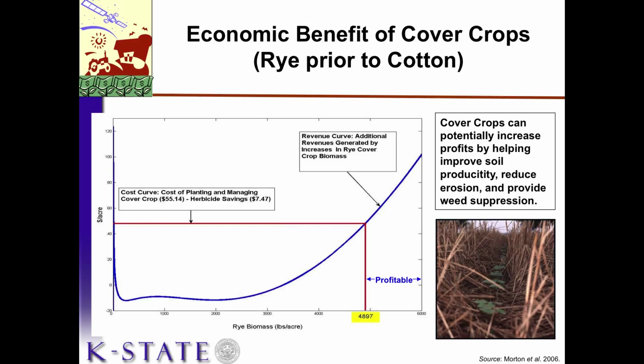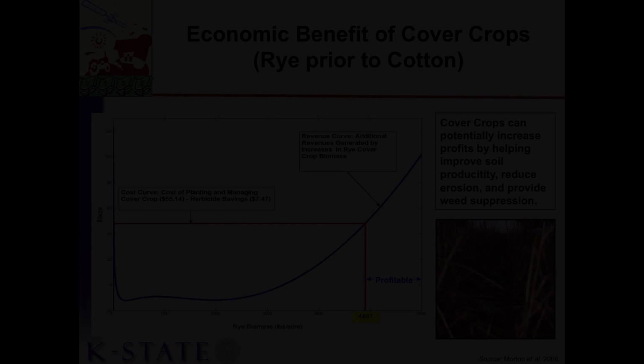And so our cost was $55, and we had $7.50, $8 in herbicide savings from it. We actually sprayed one less time. And so our total cost, about $48. And so the idea here is this is just a constant amount. This is the actual revenue I'm earning off the crop, the marginal gain, as the amount of residue on the soil surface goes up. And so the point of this is that residue is keeping soil moisture in the soil and improving soil productivity and preventing erosion.